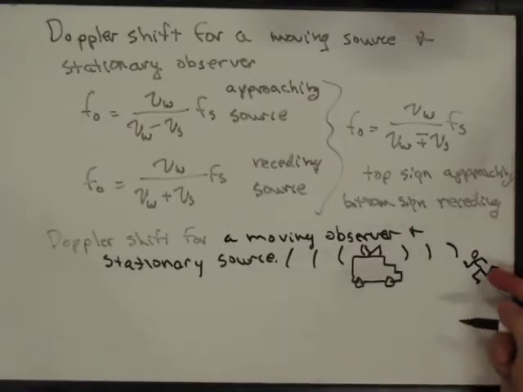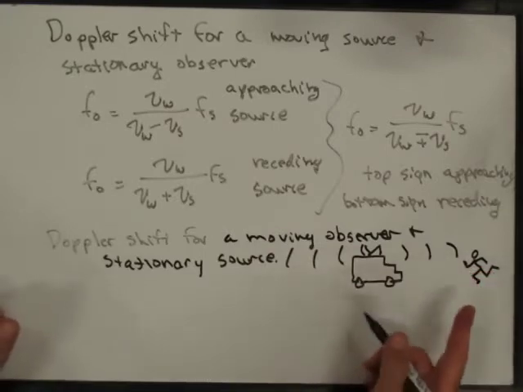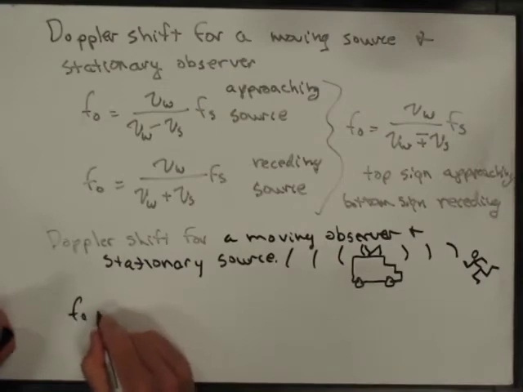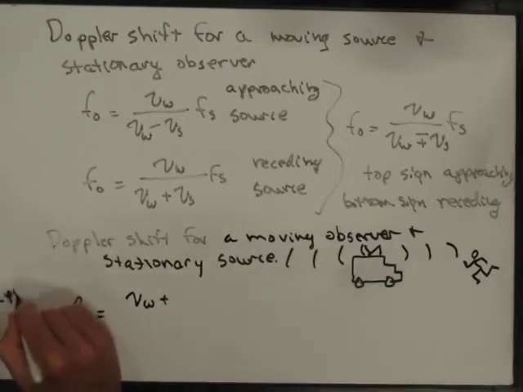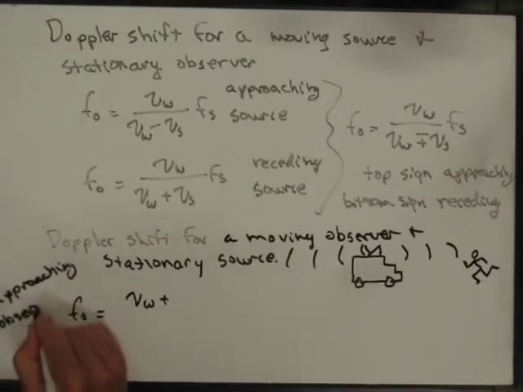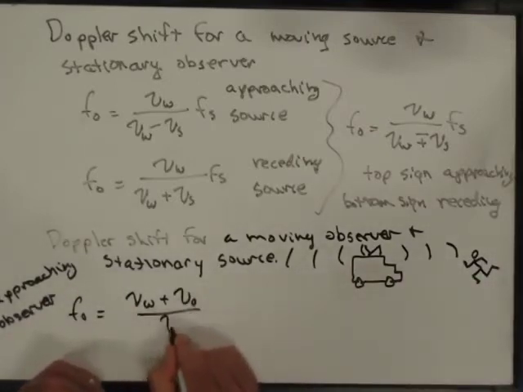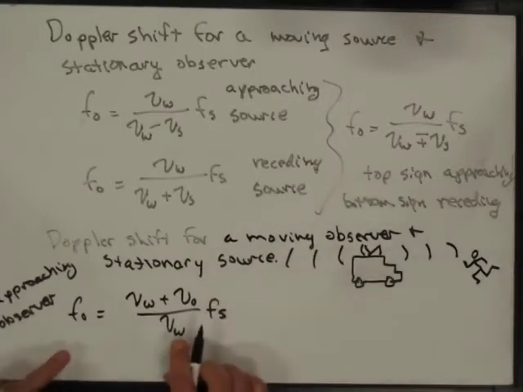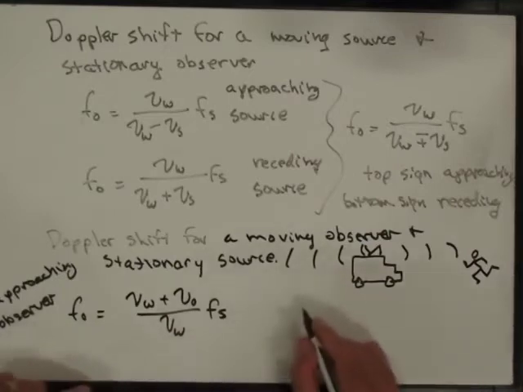But my observer is either running towards, so he's going through more waves than he otherwise would if he was standing still. And so for this case, the frequency observed is equal to the velocity of the wave plus the velocity of the observer, if the observer is approaching. The derivation of this is very similar to what we did for the previous case, so I just won't do it.